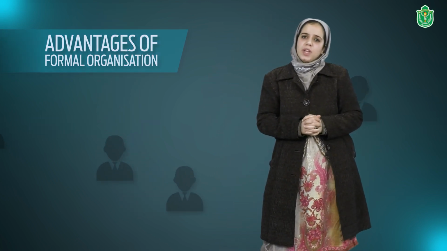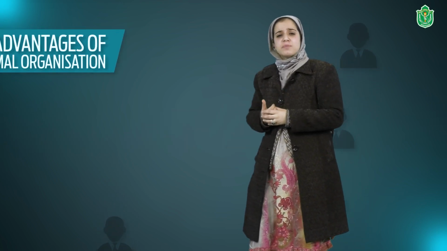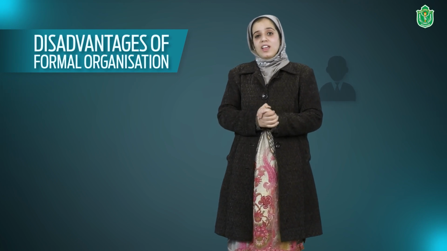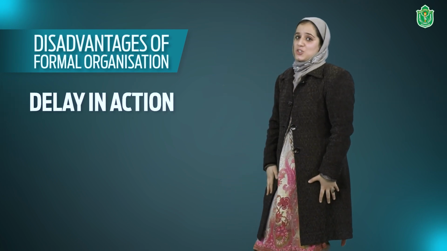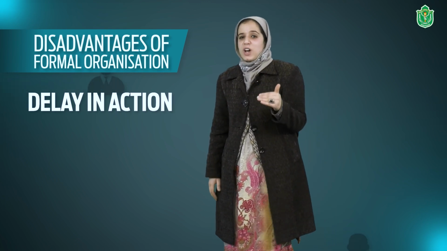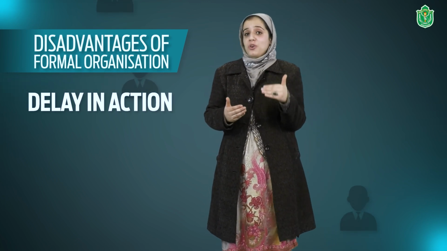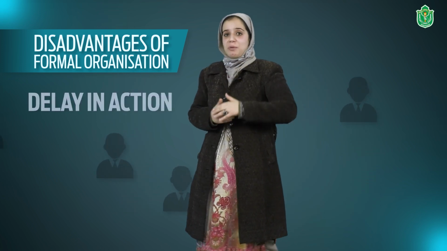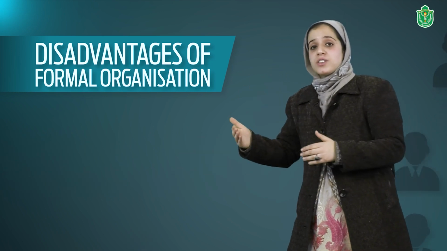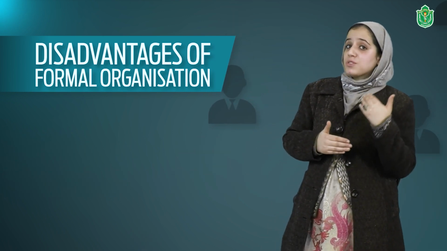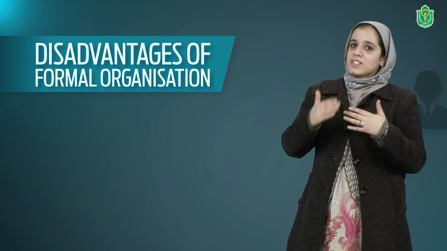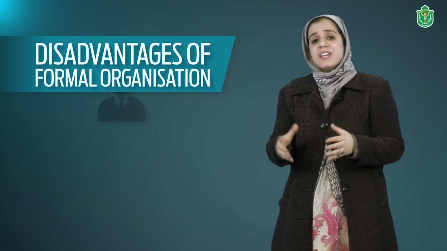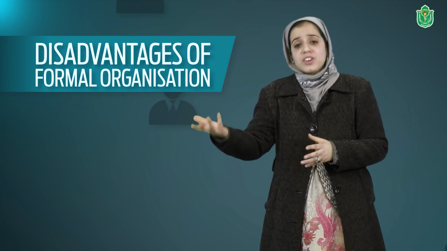Then coming on to the disadvantages, because this formal structure has some disadvantages as well, like delay in action. Because in formal structure, individuals have to follow unity of action. They have to follow the scalar chain for communication. They have to take the orders from the superiors and they are accountable to the superiors. So there is a scalar chain which every individual has to follow. So there will be delay in communication, delay in action.